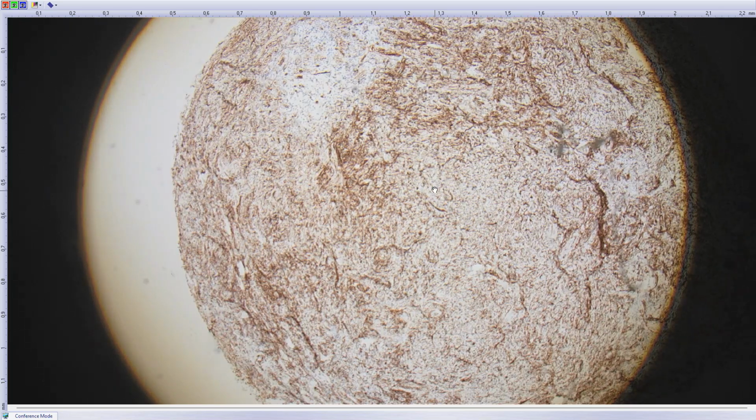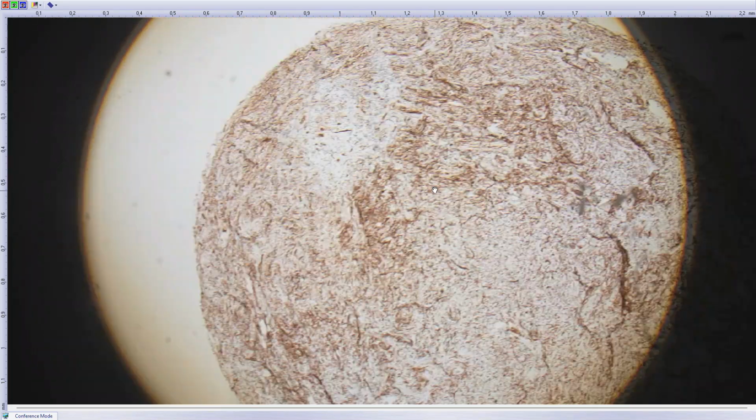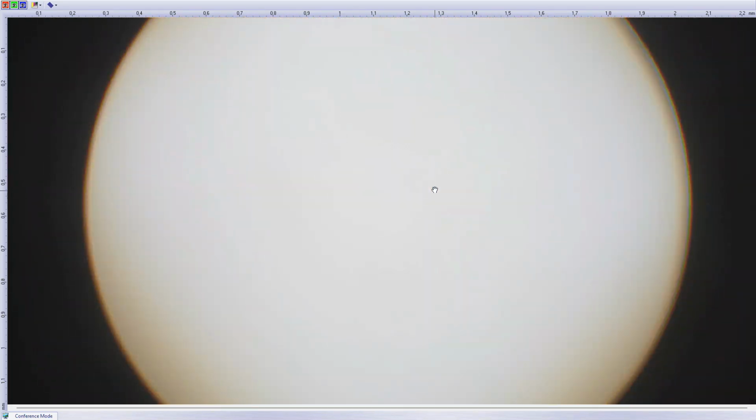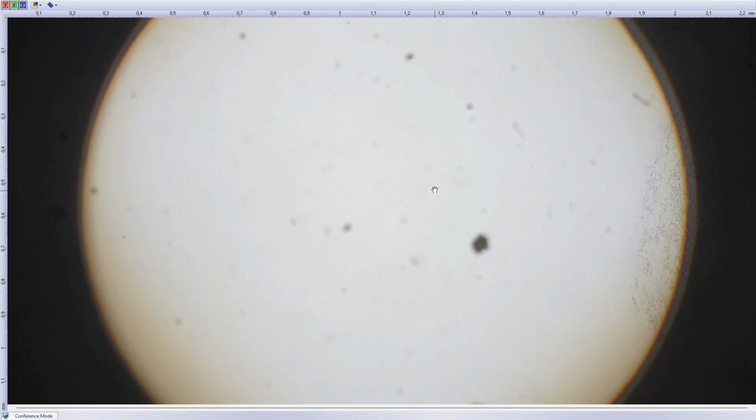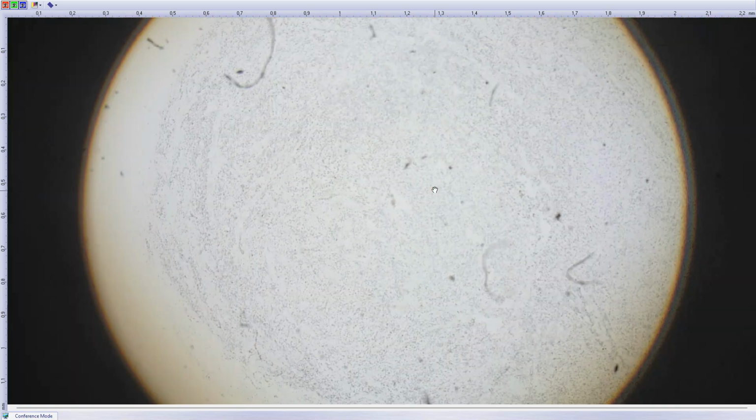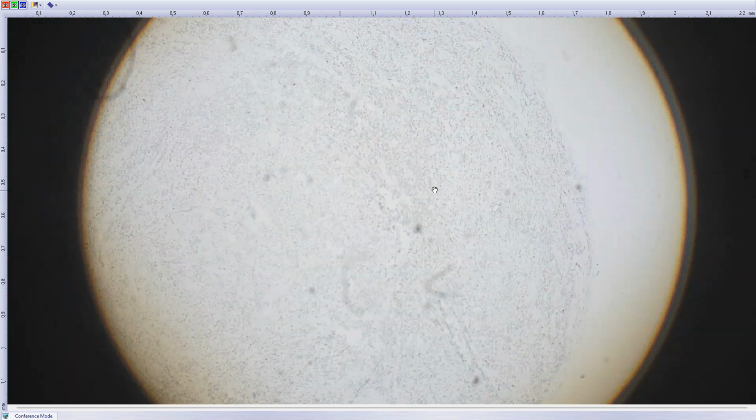So CD34, diffusely positive. We also did some other markers, S100 protein and other common markers, and everything was negative. And this is retinoblastoma protein, which is positive in some of the inflammatory cells, and there is loss of expression in the tumor cells, which confirms the diagnosis of fat-free or fat-poor spindle cell lipoma.